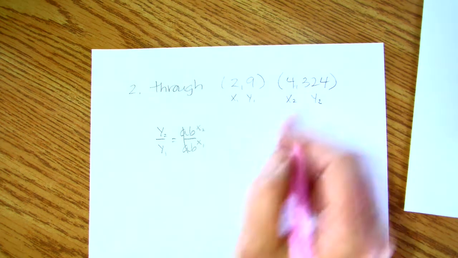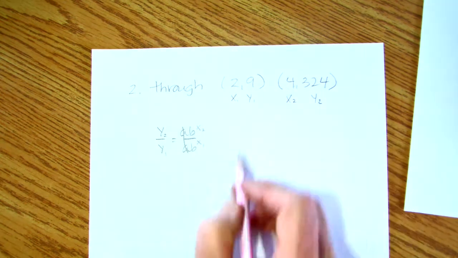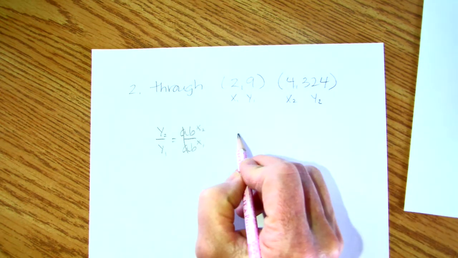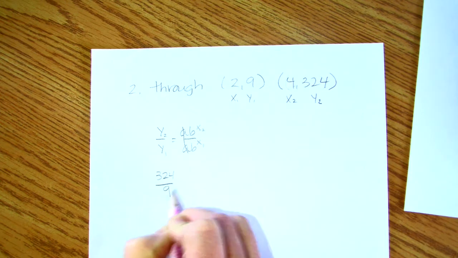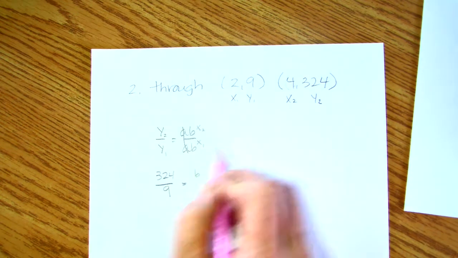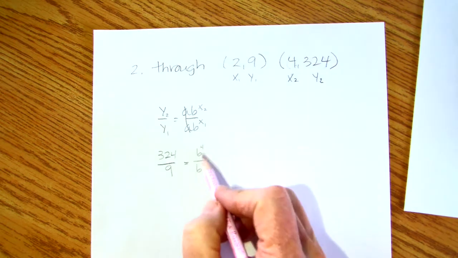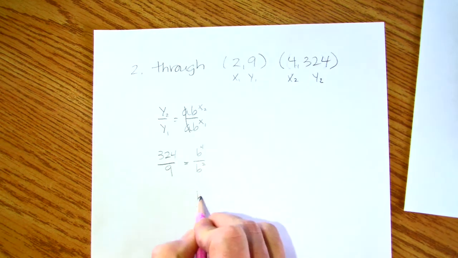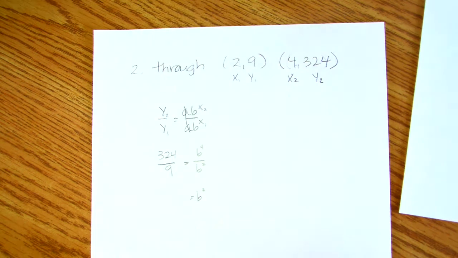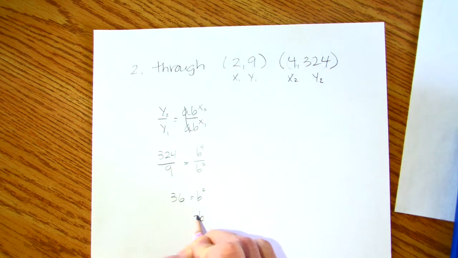And then I get 324 over 9 equals b to the 4th over b squared. And again, if I subtract, I get b squared equals 324 divided by 9, which is 36. That's a nice number. So b must be 6.